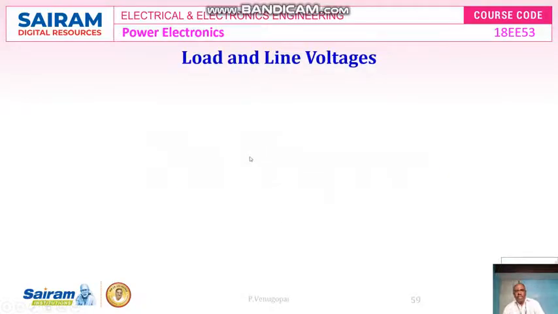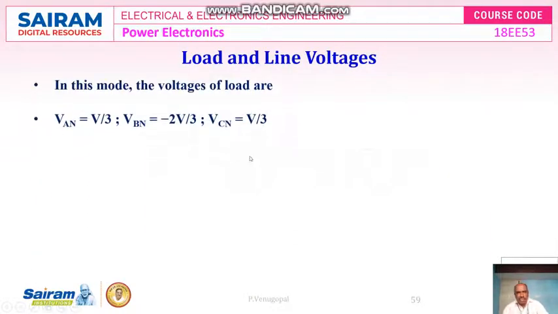And let us see the load and line voltages for this three-phase bridge inverter. The voltages of the load are VAN, VBN, and VCN. So here VAN is the line voltage with respect to the neutral, VBN is the line voltage VB with respect to neutral, and VCN is the line voltage with respect to neutral. And VAN is equal to V by 3, VBN is minus 2V by 3, and VCN is V by 3.